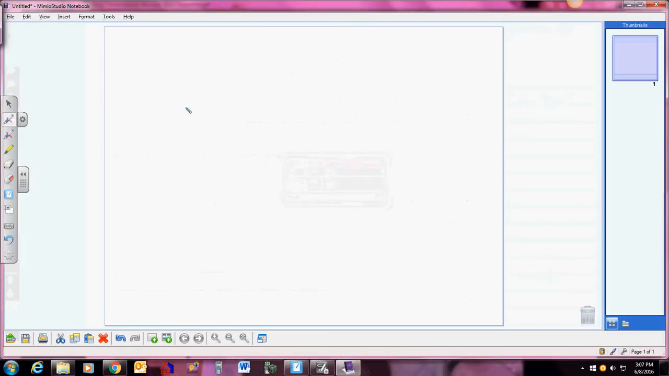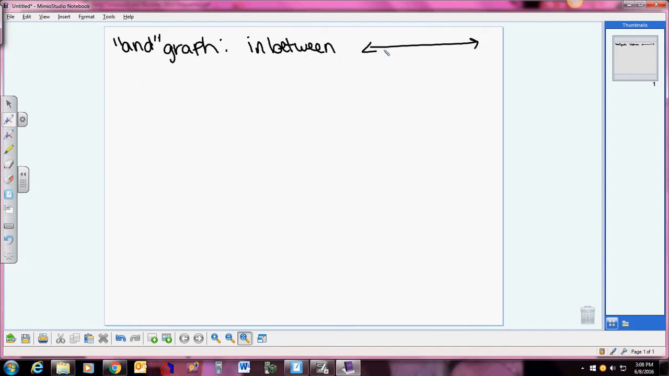So on the back, let's write and. An and graph is where it looks like this. You should remember this from Algebra 1. An and graph looks like it's in between. The shading is in between. So I don't care what the numbers are right now, or if it's open or closed, it doesn't matter to me. But and graphs should look like this, okay?